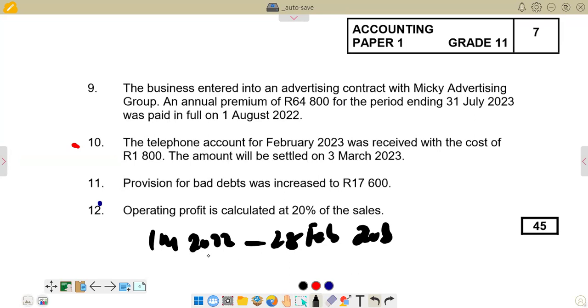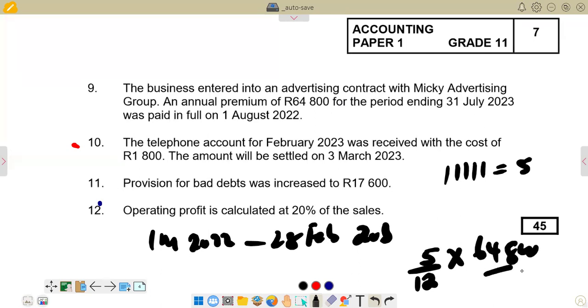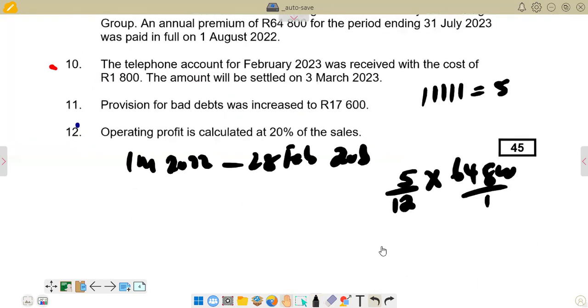Let's try to see. It means the whole of March, April, May, June, July, and then it ends there. It was August, it was 1 August. So you're saying 1, 2, 3, 4, 5. So 5 months are supposed to be removed as they do not belong to this period. So we are saying 5 over 12 times this amount that we are having, 64,800. Then we get the amount of the prepayment of premium. So if you calculate it as such, then we are going to get 27,000.